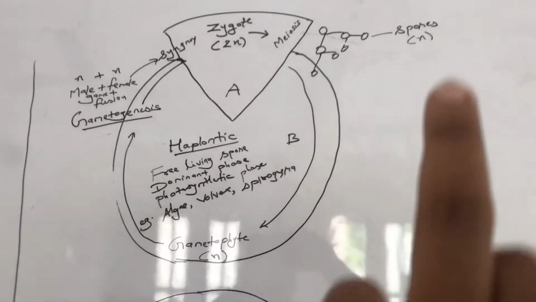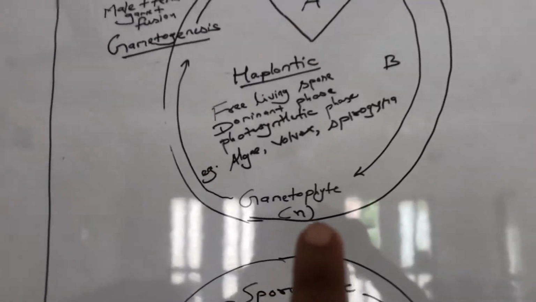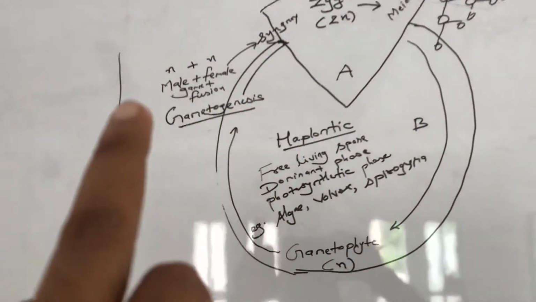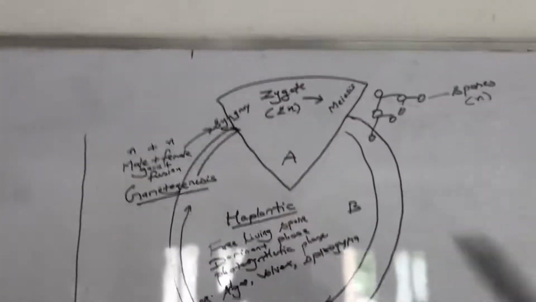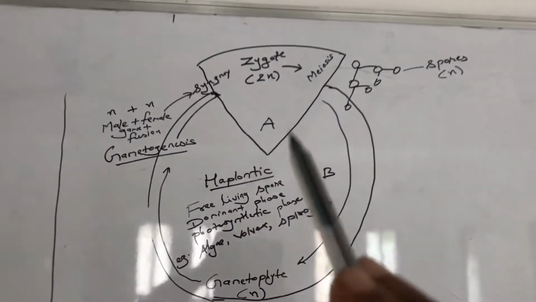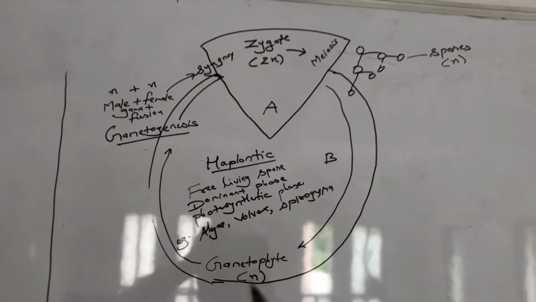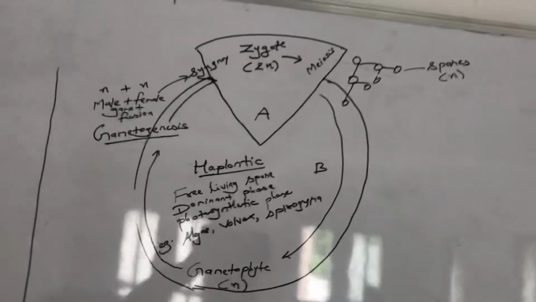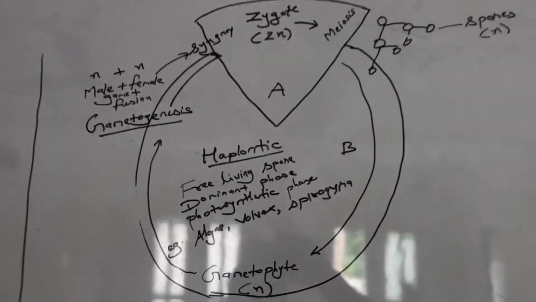Now from that spore formation, there will be the formation of gametophytes. Again, those gametophytes will be of N type, haploid in nature. From that, gametogenesis will produce male and female gametes, and it will go on. So here the diploid phase, that is the 2N phase, is very less compared to the haploid phase. This is the haplontic phase: haploid, and then it goes to diploid. So this haploid phase is more compared to the diploid phase.